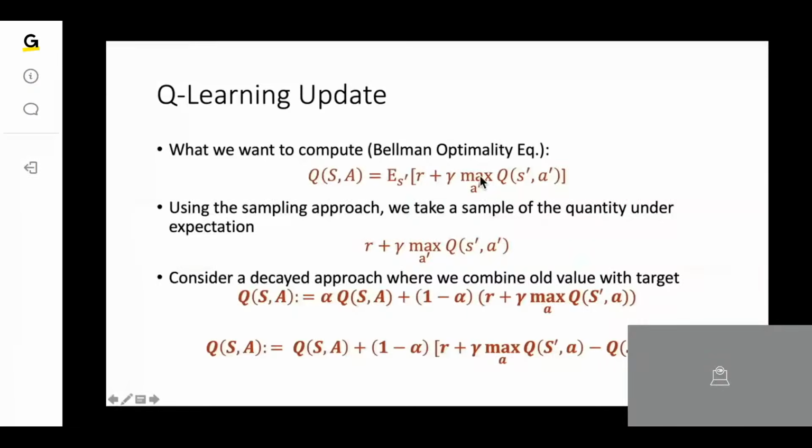So the other way to reason is nothing but the Bellman optimality equation. The R plus gamma max over A prime, Q of S prime comma A prime is nothing but the Bellman optimality equation. The quantity under the expectation of the Bellman optimality equation is what we want to compute. Because we don't have the MDP in front of us, because we don't have the transition probabilities, we cannot expand this expectation and do it like dynamic programming. We will have to take a sampling approach. And we take a sample of the quantity under expectation by one step of interacting with the environment, and use that as our target to learn a better Q value. That is what this Q learning update is all about.